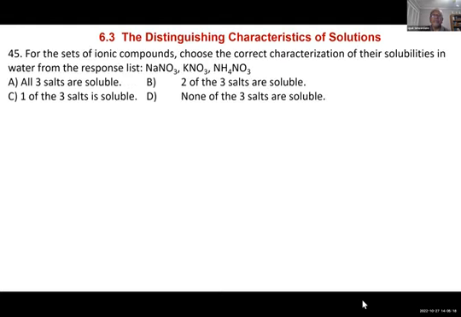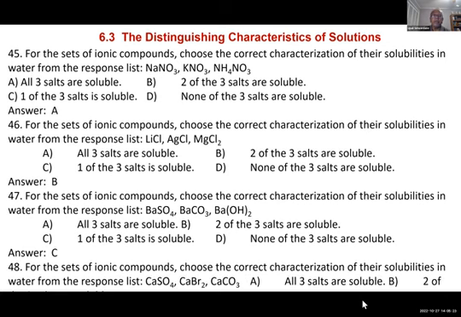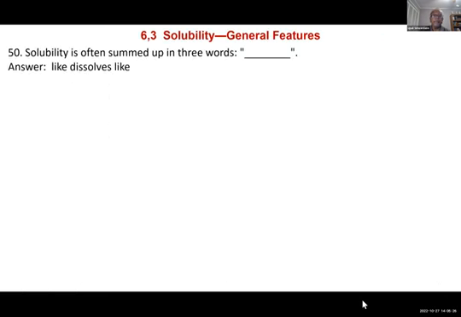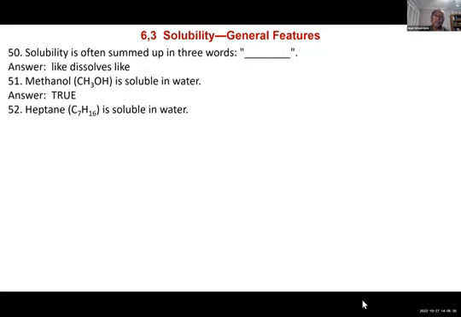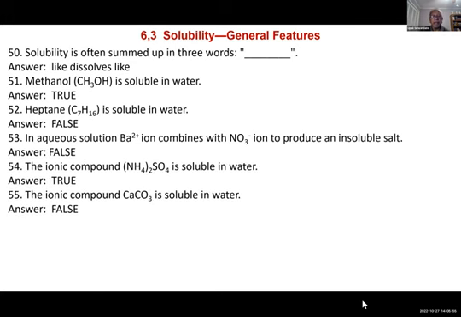I'm going to skip some of these. They are about the solubility of ionic compounds. Methanol is soluble, both are polar compounds. Heptane is insoluble in water. Water is polar, heptane is non-polar, so that's false, it's not soluble. Barium ions combine to produce an insoluble salt. Nitrate salts are soluble, therefore that's false. So there are a few questions about solubility.